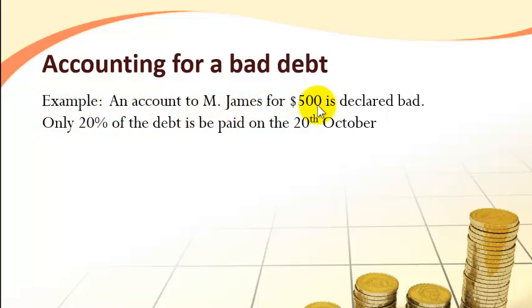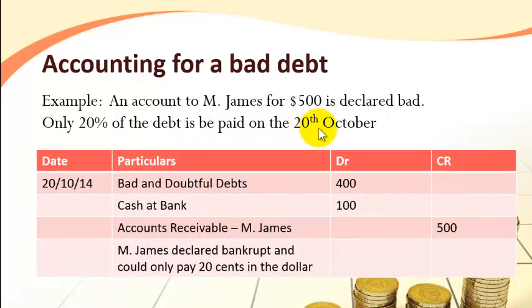An account to M. James for $500 is declared bad, so it means they have been declared bankrupt. In this particular instance, and this happens quite a lot, maybe only 20% of the debt can be paid. So what happens? We have to come up with a general journal entry, which looks like this.